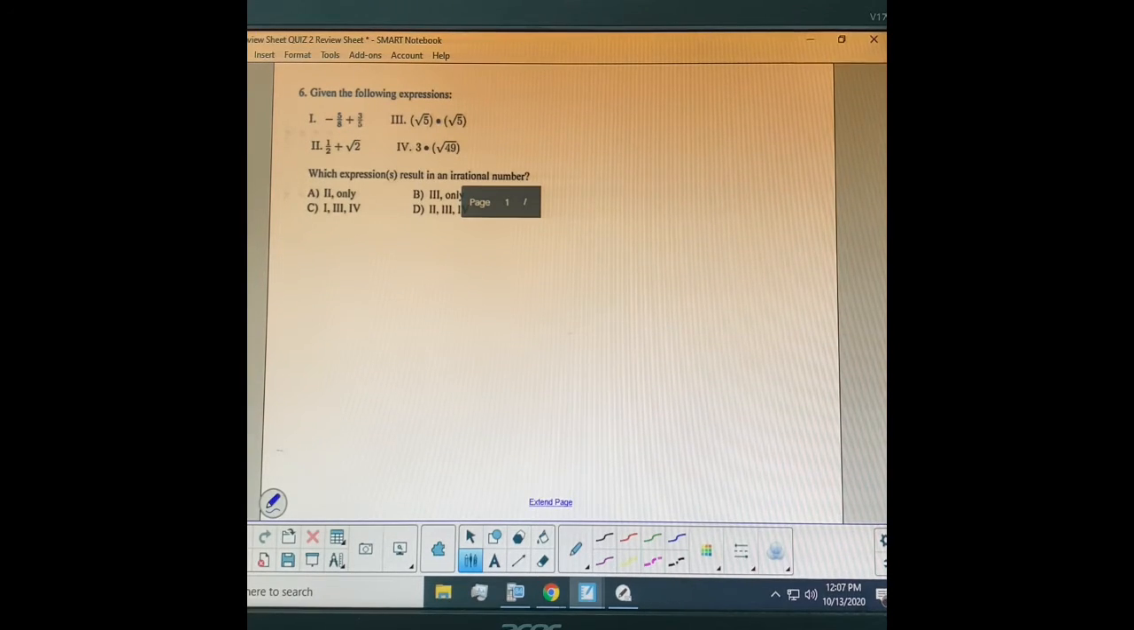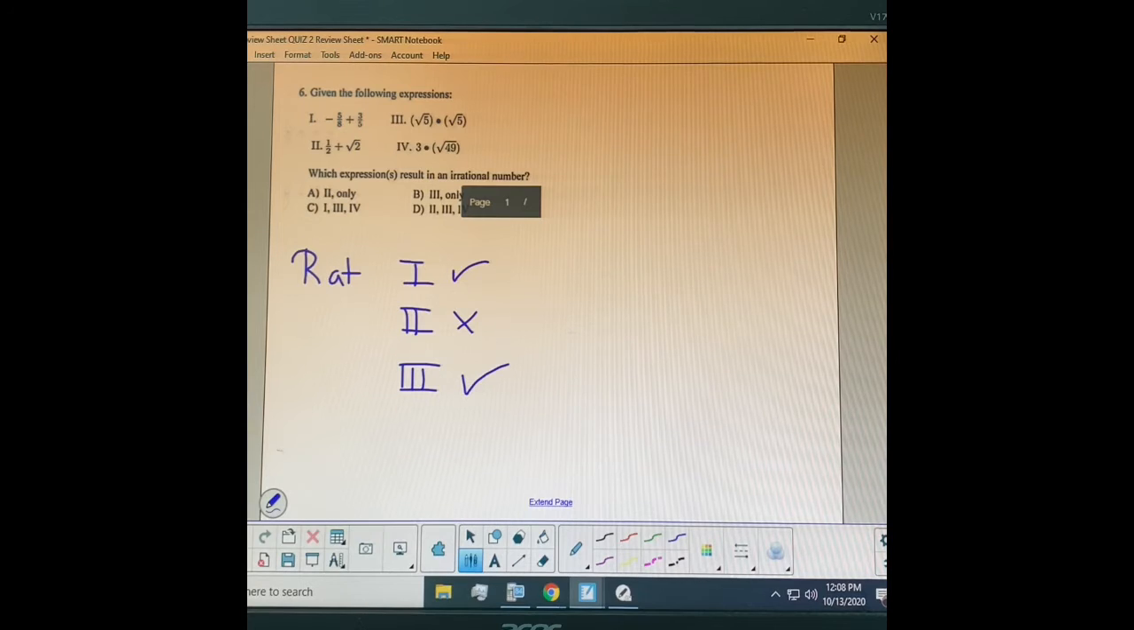Which of the following is irrational? Number 1 is rational. Number 2 is not rational. Number 3 is rational because that's radical 25, which is 5. And number 4 is also rational because it's 3 times 7, which is 21. So your answer is 2 only, choice A.